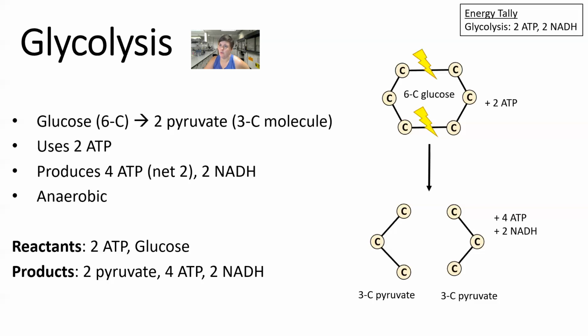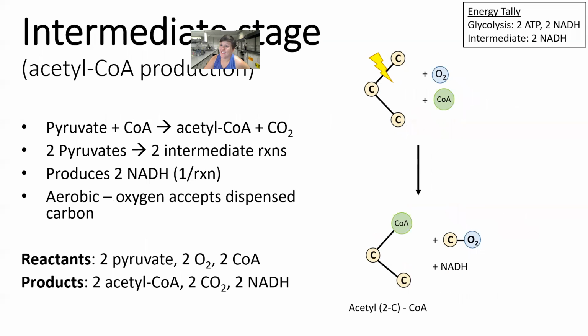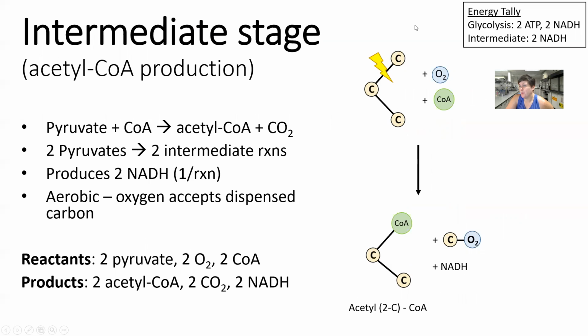So what are we going to do with those? Well, those enter the intermediate stage. With the intermediate stage, all we're doing is continuing to break down that organic molecule. We're also going to prepare ourselves to enter the Krebs cycle. The Krebs cycle is a pretty big process, so we're going to give ourselves a leg up for that process during the intermediate stage. This stage is sometimes also referred to as acetyl-CoA production. I just like calling it the intermediate stage because it makes sense.